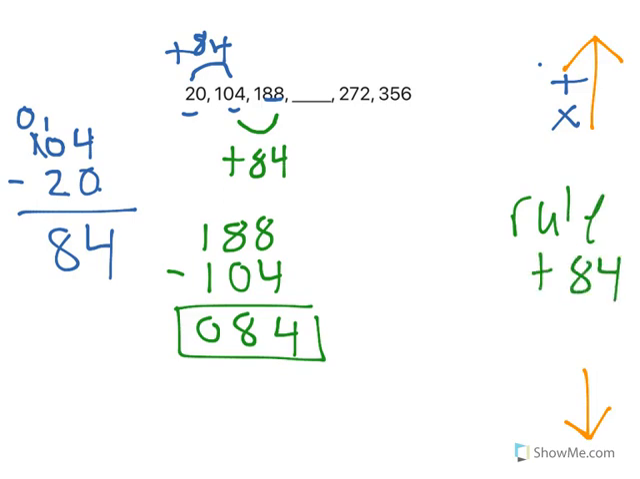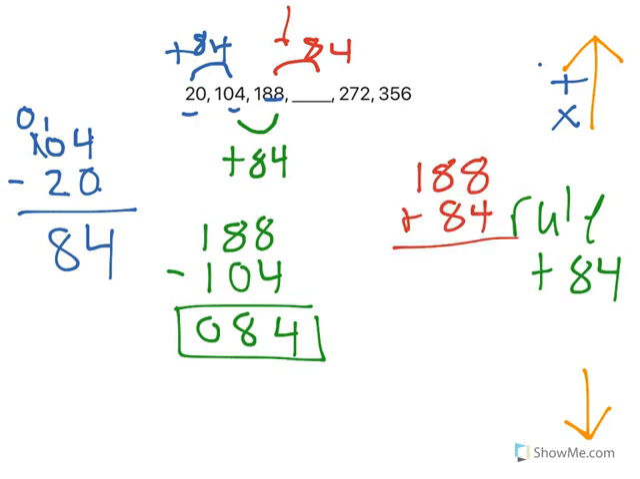Now, can we find the missing number using this rule? Yes. We're going to do 188 plus 84, and that would give me my missing number. Pause the video and see if you can solve that problem. Well, I know that 4 plus 8 makes 12. The 2 goes on the bottom. 8 plus 8 is 16. Plus 1 is 17. 1 plus 1, 272.